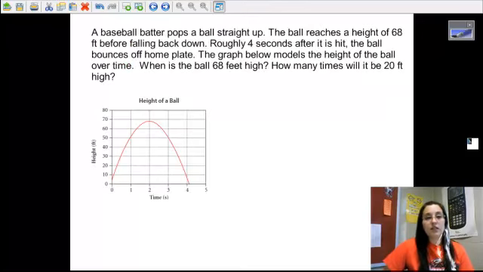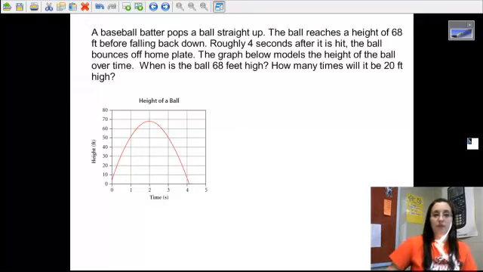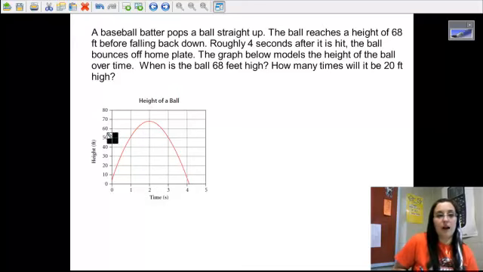So we've got our first example here, a baseball batter. They pop a ball straight up. The ball reaches a height of 68 feet before falling back down. Roughly 4 seconds after it is hit, the ball bounces off home plate. The graph below models the height of the ball over time. When is the ball 68 feet high, and how many times will it be 20 feet high?